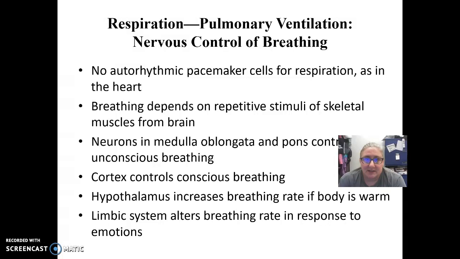There are no pacemaker cells telling it to contract and relax like the heart, but there are nerves, specifically the phrenic nerve, which innervates the diaphragm and sends signals for the diaphragm to contract, and then it relaxes, typically passively. So we have autonomic control of the diaphragm, but we also do have some conscious control. We are able to control our breathing.